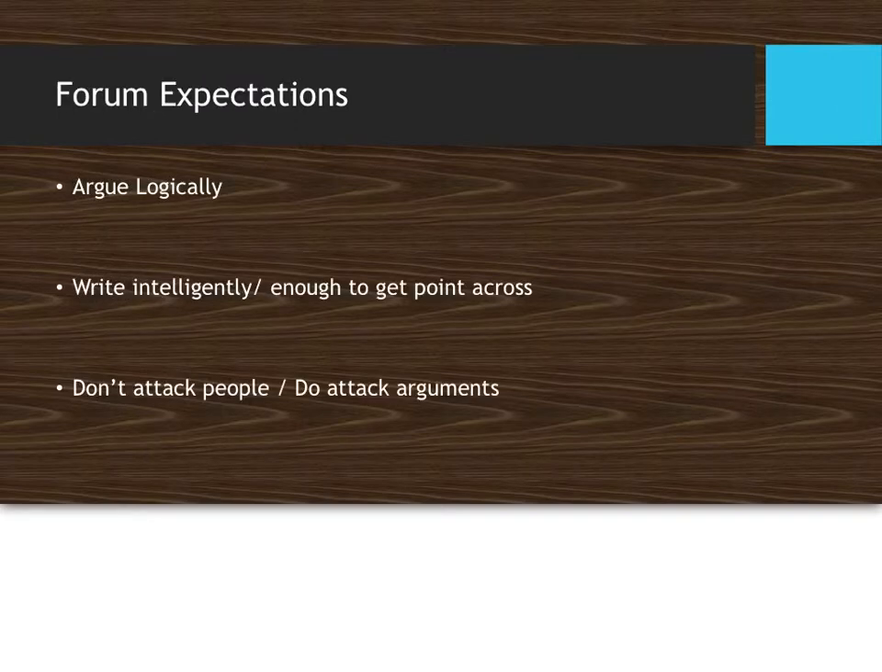Now, on these forums that I've been talking about, I haven't talked too much about my expectations yet, but I do want to talk about what I expect out of those forum threads and what I'm looking for, okay? First off, I'm looking for a logical argument. A lot of the forum threads have to do with opinions. So I'm looking for a logical opinion about why you feel the way you feel, or why you think, let's take the taxes example, the tax system should be this way. All right? And so write intelligently and write enough to get the point across.